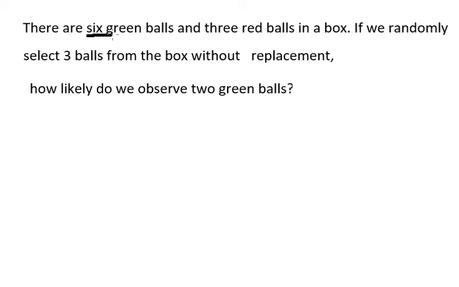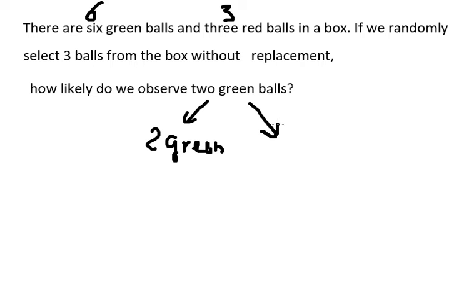We know there are 6 green balls and 3 red balls. We need to select 3 balls, and we want to find the probability of getting 2 green balls. That means we select 2 green, and because we select 3 balls in total, 3 minus 2, that means we need to select 1 red ball. Now we need to find the probability.